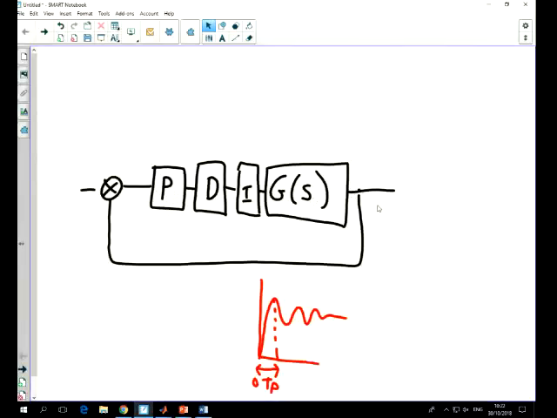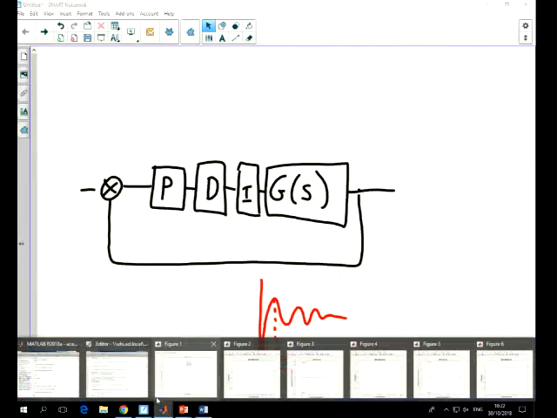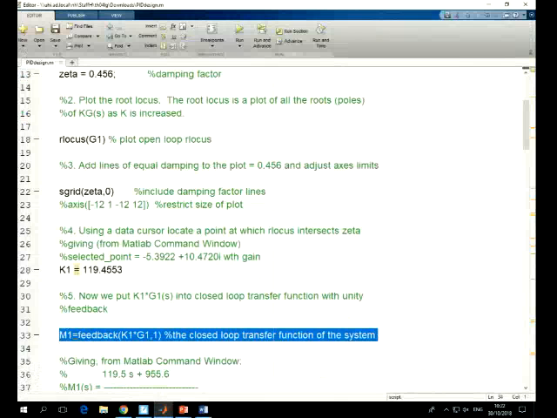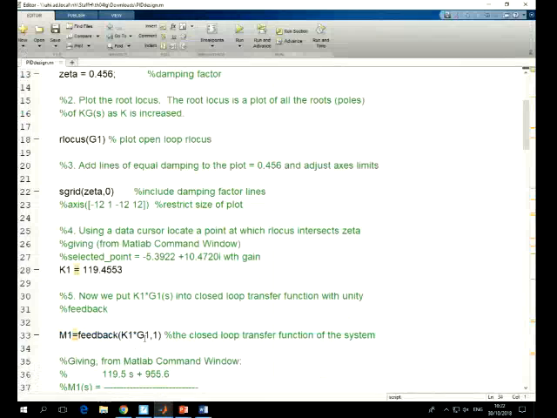So we need to add the closed loop feedback here, and it's just a single command to do that. It's quite easy. It's just this feedback command. What that's doing is multiplying K1, which is our P gain, times our transfer function, and then putting in a feedback of unity, making it into a closed loop system.